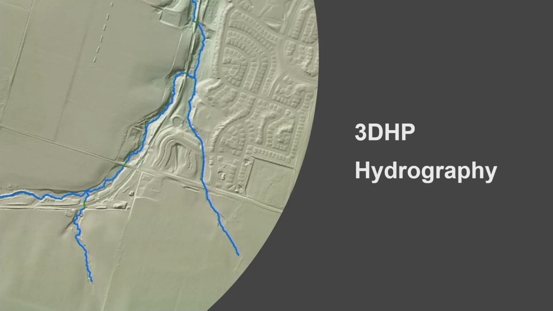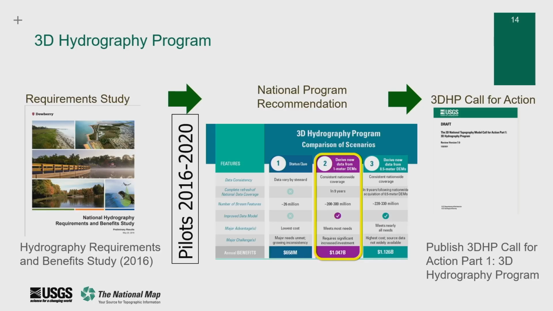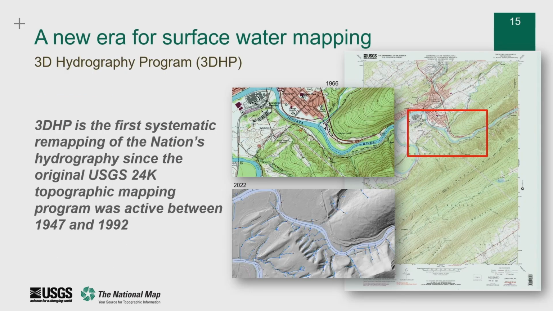Halfway through. Okay, 3DHP. Let's just go quickly through the hydrography program. Like 3DEP, our next gen, if you want to call it, 3DHP program came out of a requirement study where we talked to a lot of federal, state, and local folks and the private sector. We came up with a focused area that we're going to shoot for, and have been working towards that now.